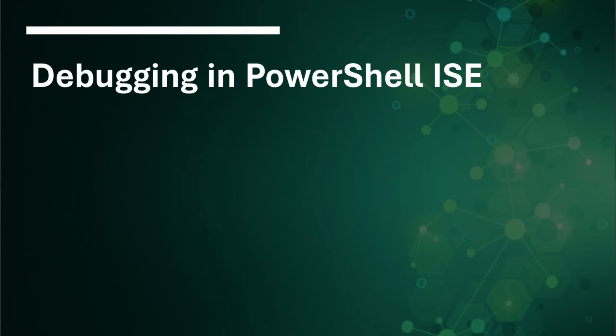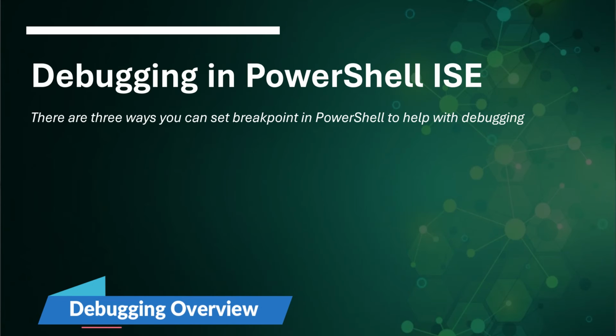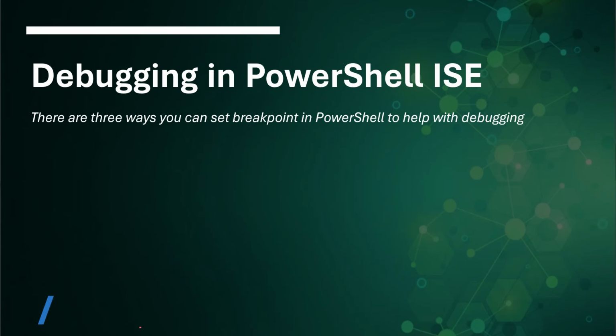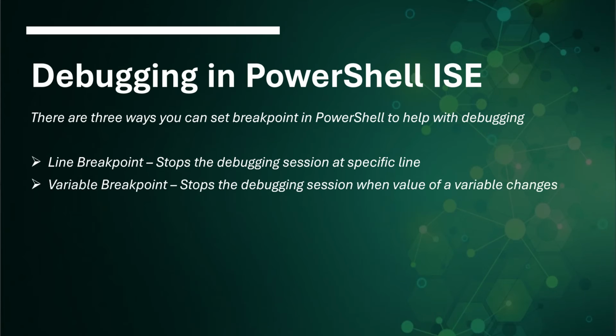Hello, in this video, we will take a look at how we debug in PowerShell ISE. There are three ways we can set a breakpoint in PowerShell that help us with debugging. First, the line breakpoint. This helps you stop the debugger at a specific line.